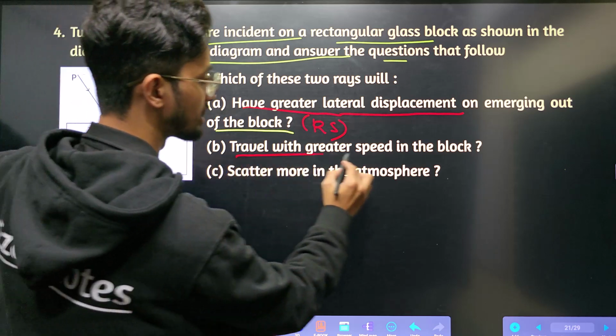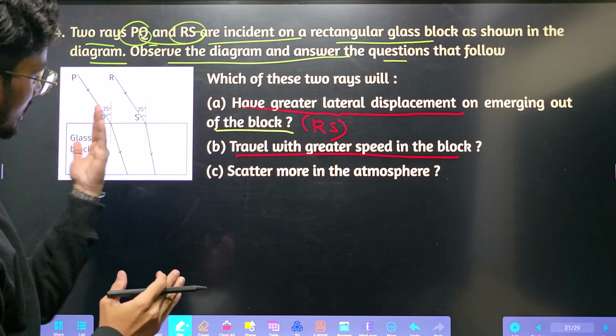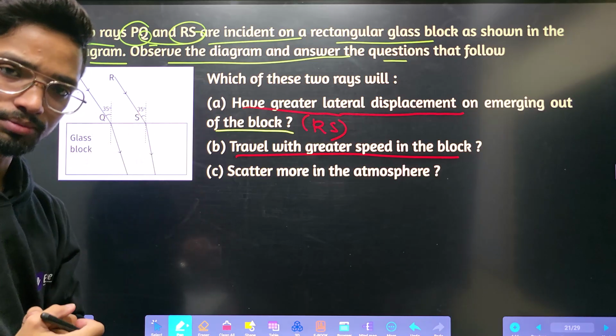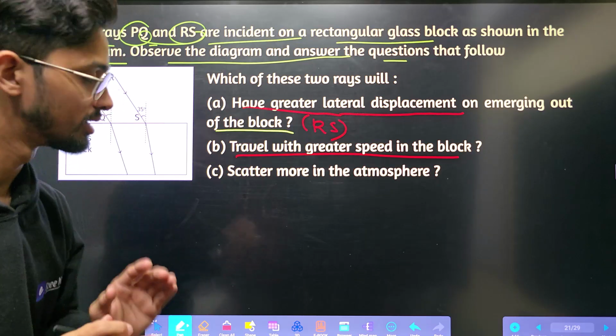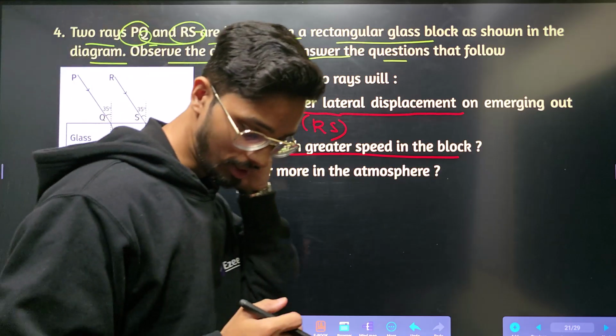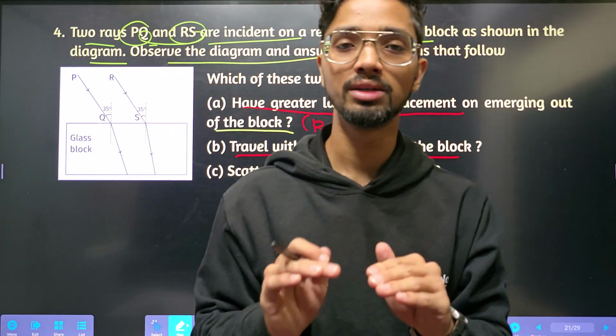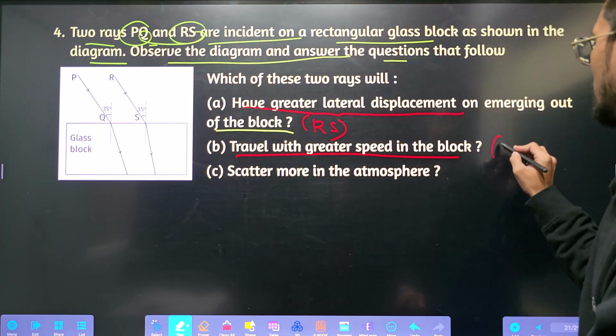Okay. Travel with greater speed in the block. If it's coming towards normal more, it will have less speed. It's not coming towards normal, right? It will have greater speed. Simple, right? When will it bend towards normal? When the speed slows down. So PQ will travel with greater speed.